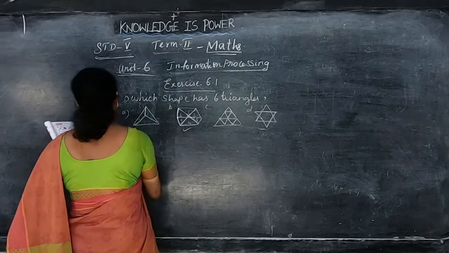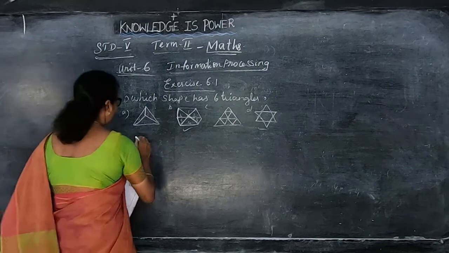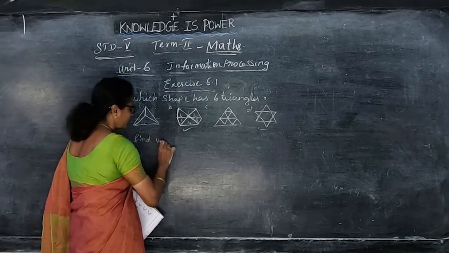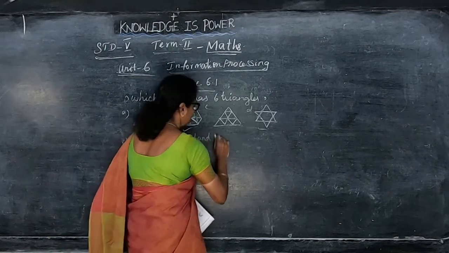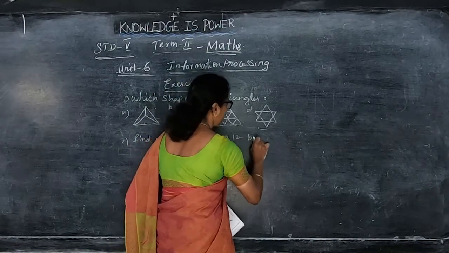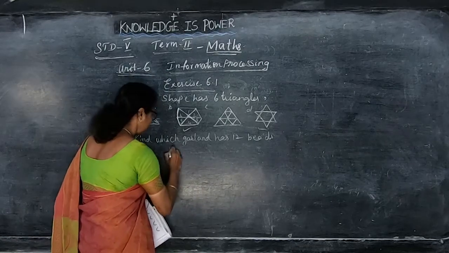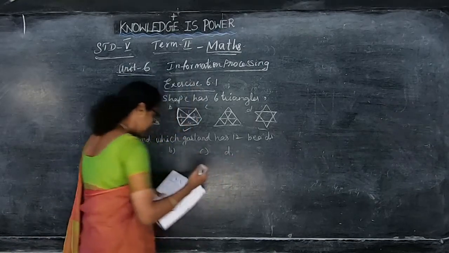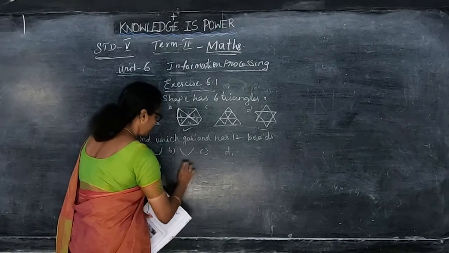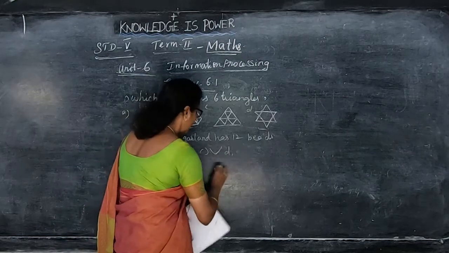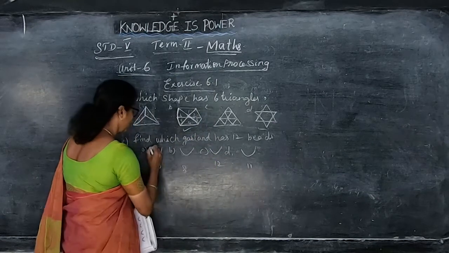Okay. Then second one. Which garland has 12 beads? They are given. Find which garland has 12 beads. So the garlands are A, B, C, D. Here they have drawn 10 beads. Here they have drawn 8 beads. And here 12 beads. And here 11 beads. So like this they are drawn.